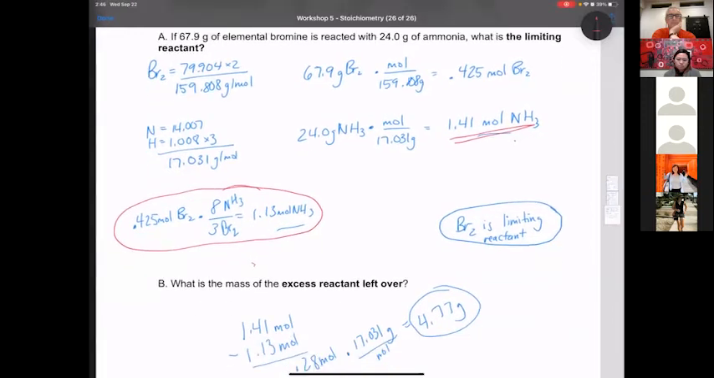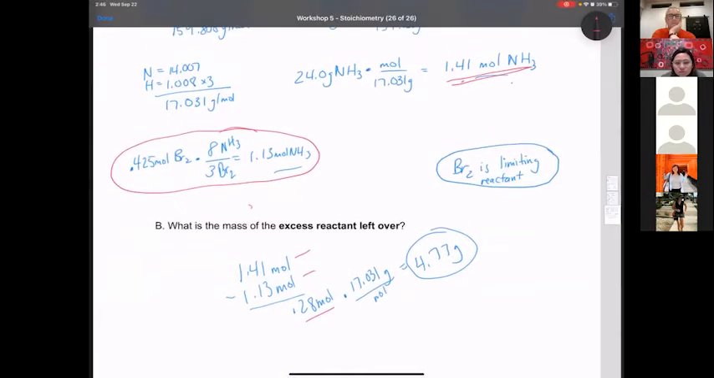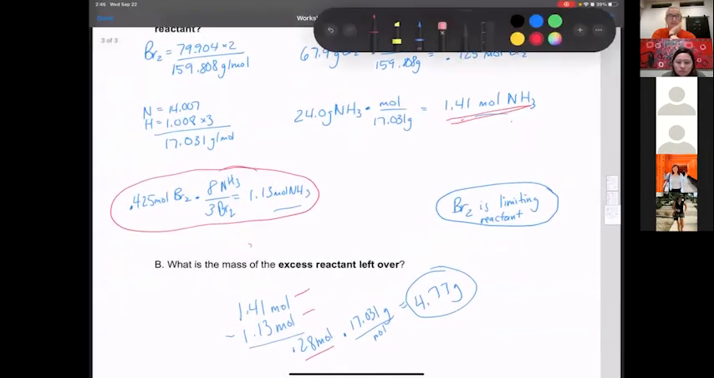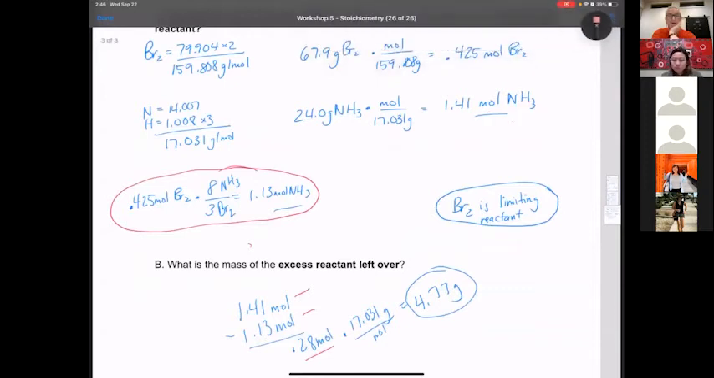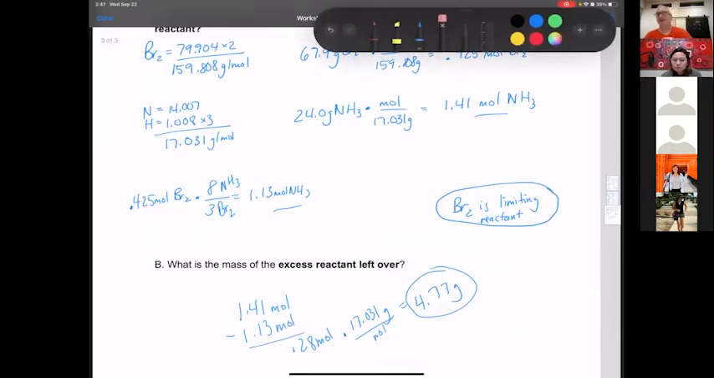And so then I took how much I had, which was that number, minus how much I used to get the difference, and then took that times the molar mass to get the answer. Yeah, that's certainly a lot easier, isn't it? That's why I thought maybe I did something wrong. No, that's perfectly fine. Beautiful. I mean, I steal from my students all the time.